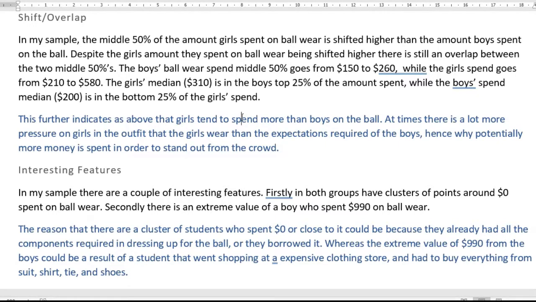For instance, the reason I came up with is maybe there's more pressure on the girls in what they wear to the ball, whereas boys are just expected to show up, and as long as they're dressed nice enough, that's okay. It's a bit of a generalization, but it's possibly a reason why.